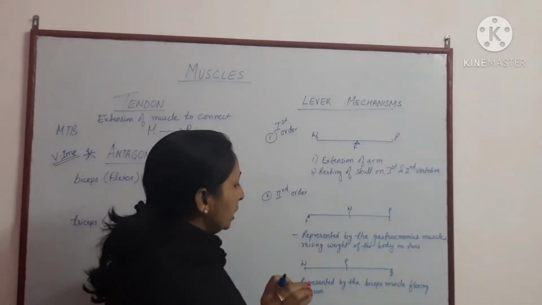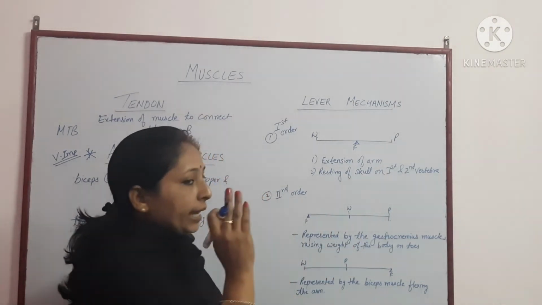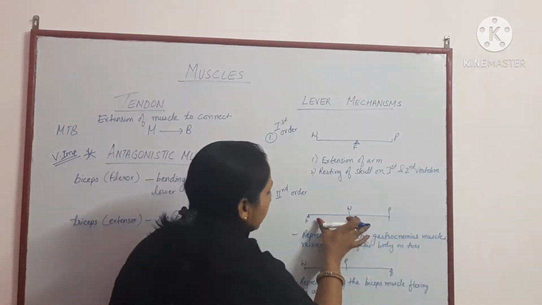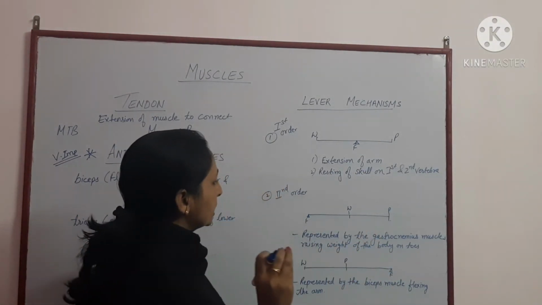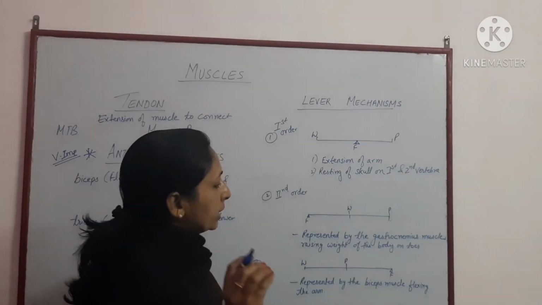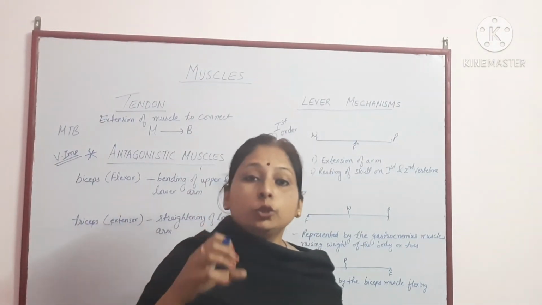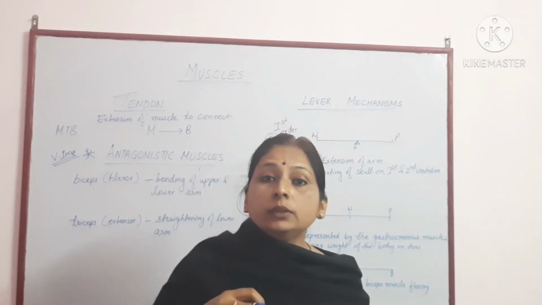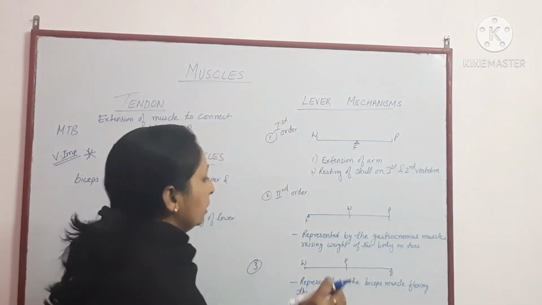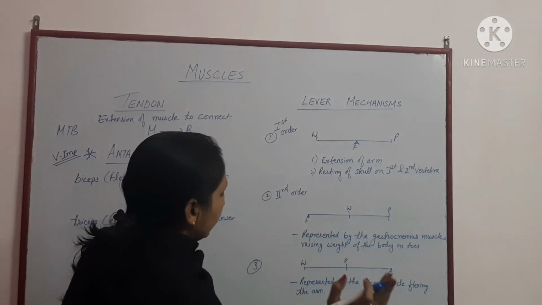Second is the second order lever. If the fulcrum is just before the area where work is done, fulcrum, then work, and then power, it is the second order lever mechanism. It is represented by the gastrocnemius muscles, which help in raising the weight of the body on the toes. So lifting the weight of the body on the toes is provided by a second order lever mechanism, where the fulcrum is at the first place and work and power at the second and third.